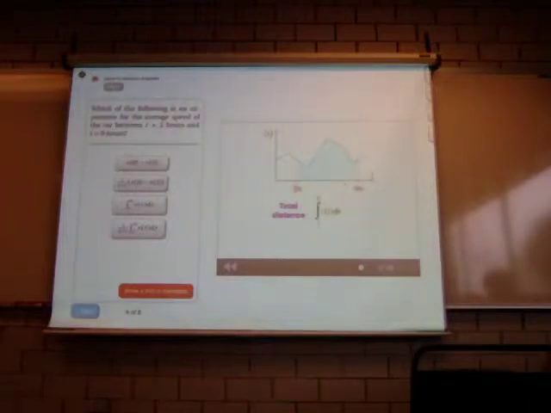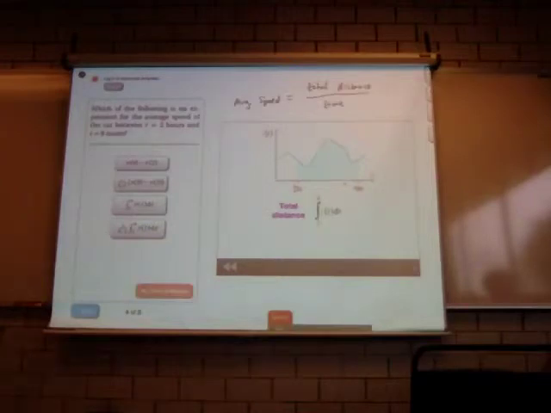Vamos a ver. We know that the average speed can be computed by taking the total distance traveled and dividing it by the amount of time it took to travel that distance. We just computed the total distance here. It's this integral. All we have to do now is divide it by the time interval, which is given by 9 minus 2.